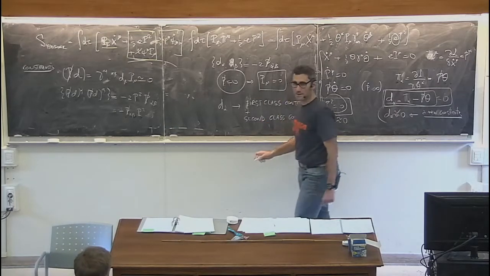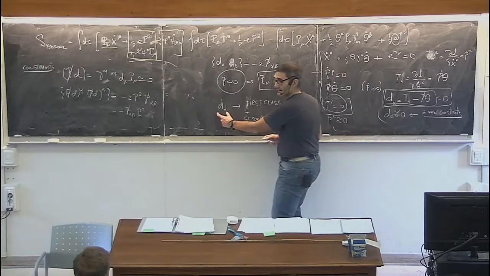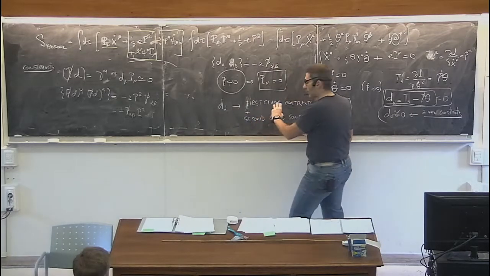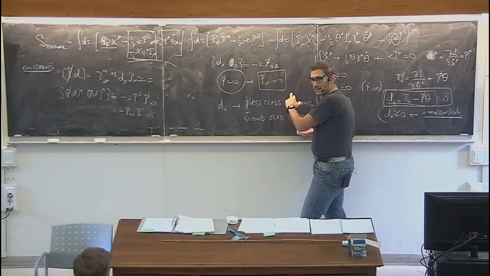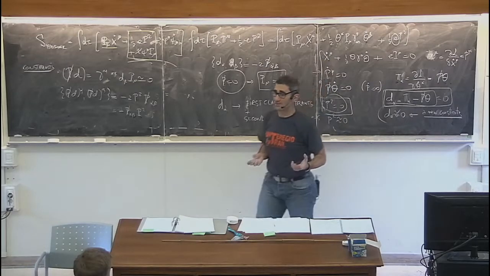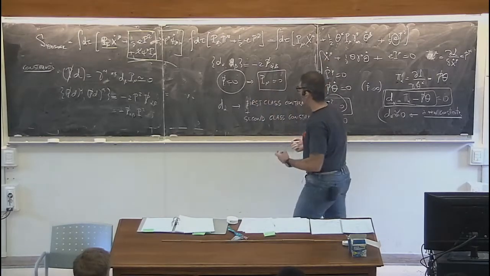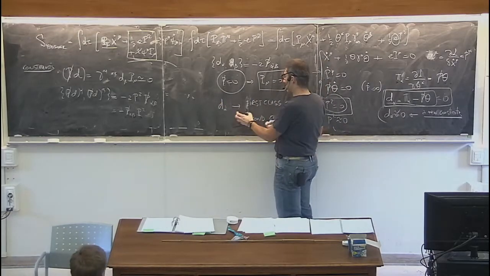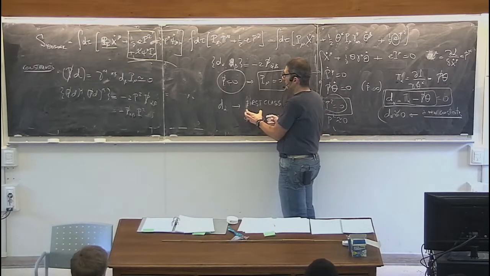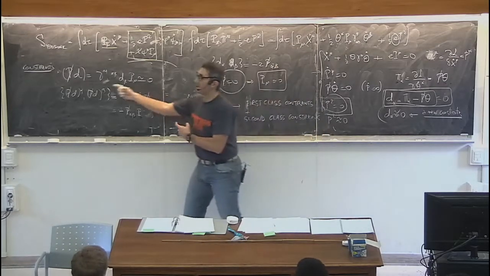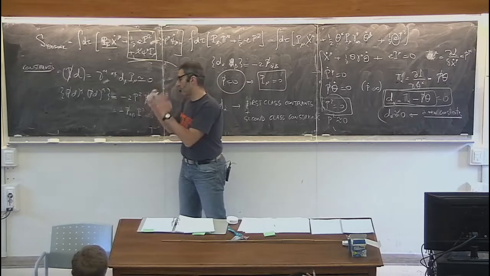It contains first class and second class constraints. However, if I want to separate between the first class and second class, I have to break Lorentz invariance. There is no covariant way to do the things that I want to do. I want to have a Lie algebra. Sorry, I want to have an algebra.